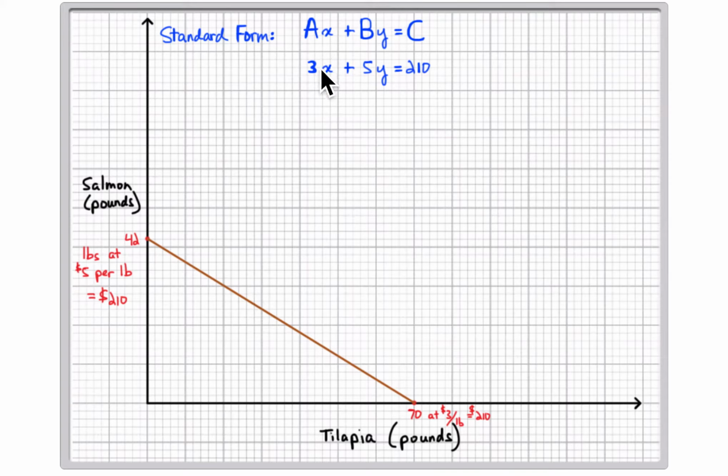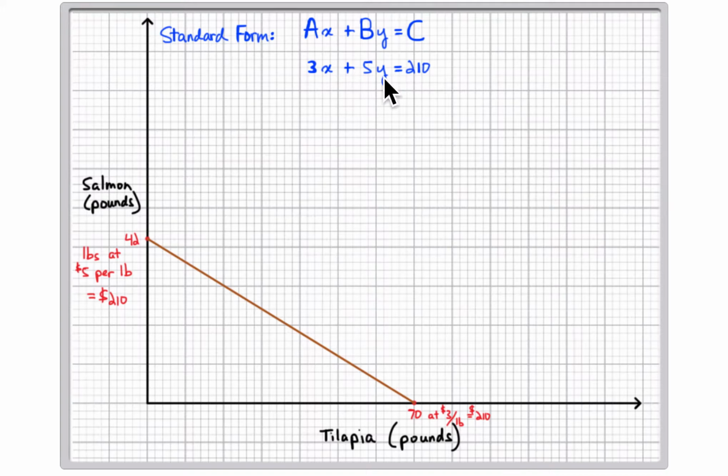And here's an equation for that line up here. $3 times the pounds of tilapia plus $5 times the pounds of salmon. Together, they're going to equal $210. So if you increase tilapia by a certain amount, the amount of money has to balance with the amount of money that you're paying for the salmon. So you have to take away that amount of money from salmon. Whatever you add for tilapia has to balance. That's why I like writing the standard form of the equation for this kind of problem.